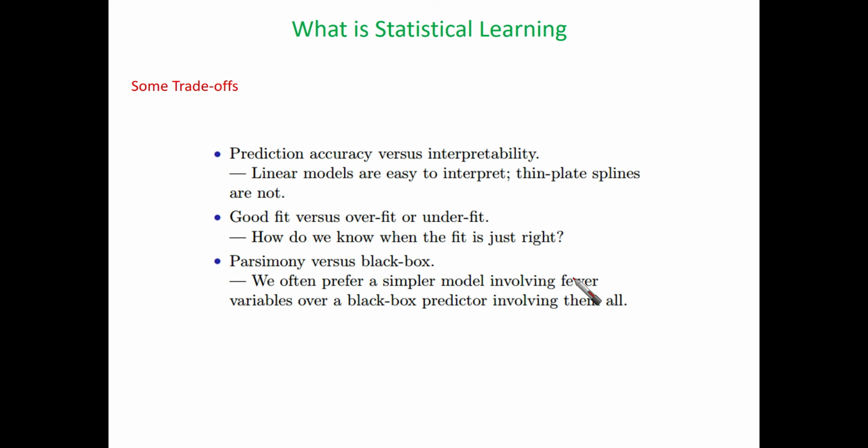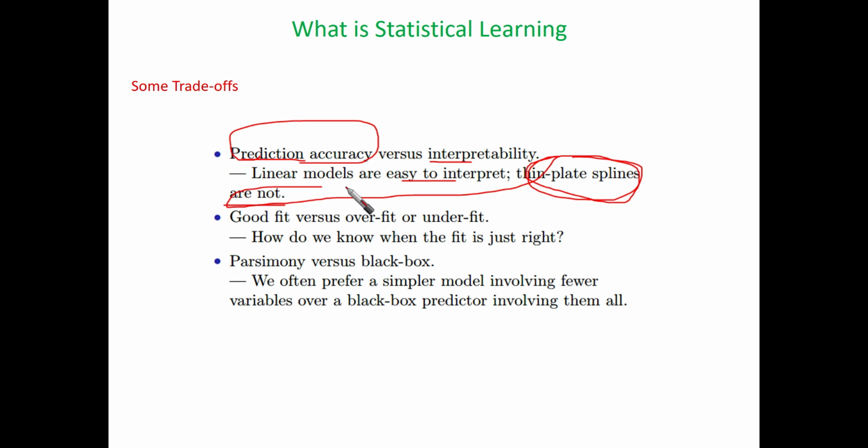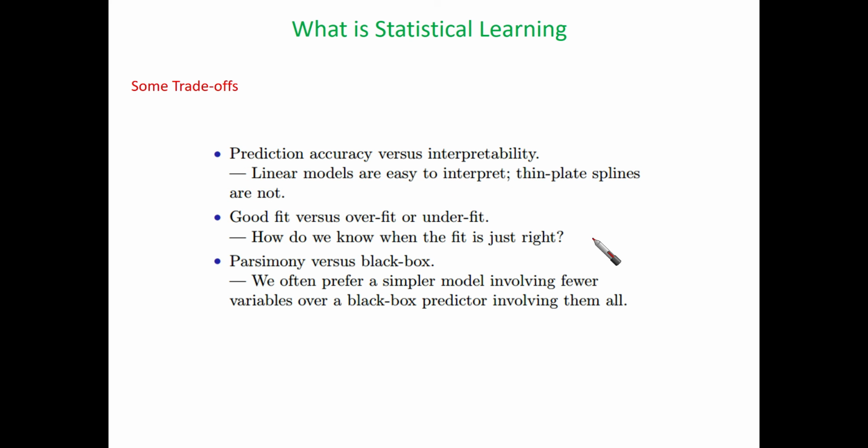So generally, a linear model is easy to interpret, but thin plate splines are not, right? So often we need to play around with a trade-off, that is prediction accuracy versus interpretability. If we want more accuracy, then maybe we need to go for a less interpretable method, right? On the other hand, a linear model is more interpretable, but the accuracy might not be better. Then, as I said, sometimes you need to choose between a good fit, overfit or underfit.